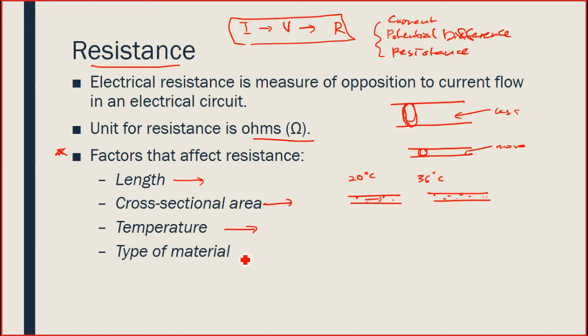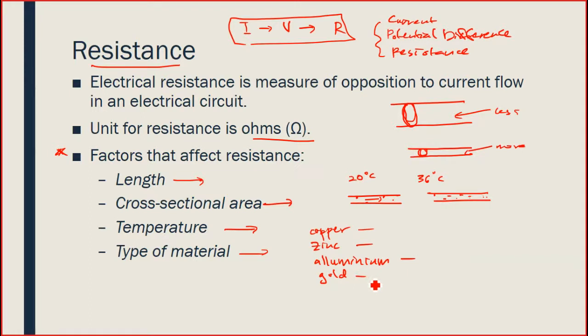All right, and then type of material. This depends on the atomic structure of the material itself. So you can have zinc as your wire. You can have aluminum as your wire. One of the most stable wires that you can have is a gold wire. Copper wire, gold wire. All of these have different kinds of resistance because they have different molecular structures.